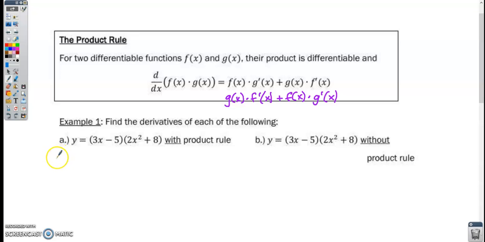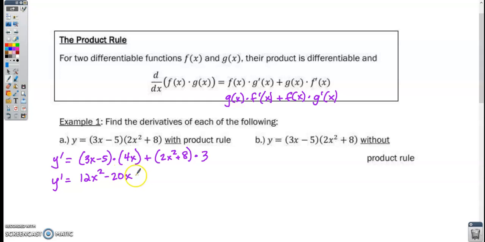All right, so y prime is equal to the first function times the derivative of the second. The derivative of 2x squared plus 8 is just going to be 4x plus the second function times the derivative of the first. And I'm going to go ahead and simplify this. This is going to be 12x squared minus 20x plus 6x squared plus 24. And if I combine all of that, I get 18x squared minus 20x plus 24.